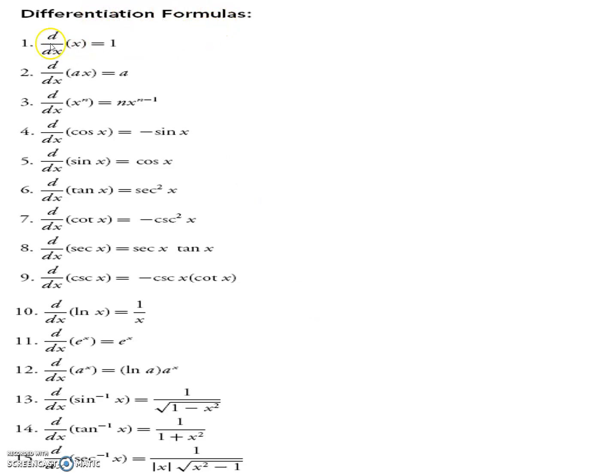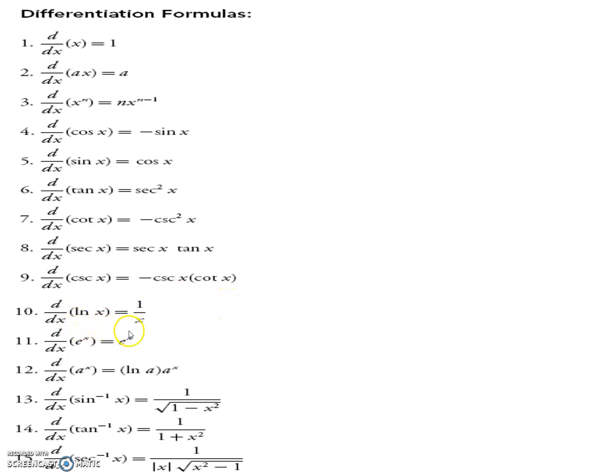Differentiation formulas we have to revise. Derivative of x is 1. Derivative of a into x is equal to a. Derivative of x raised to n is n x raised to n minus 1. Derivative of cos x is minus sin x. Derivative of sin x is equal to cos x. Derivative of tan x is equal to sec square of x. Derivative of cot x is equal to minus cosec square x. Derivative of sec x is sec x into tan x. Derivative of cosec x is minus cosec x into cot x.